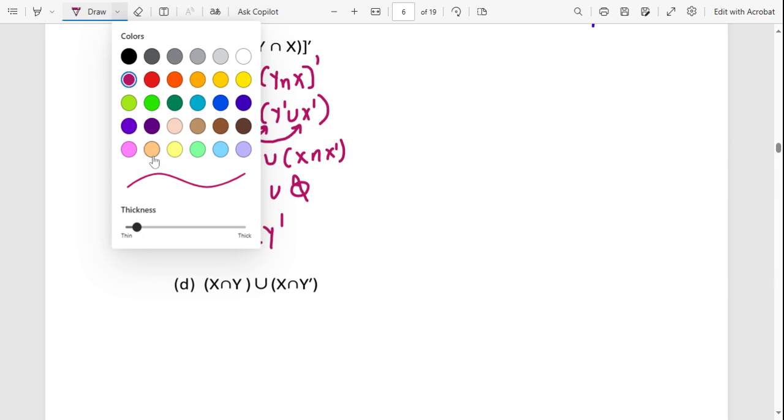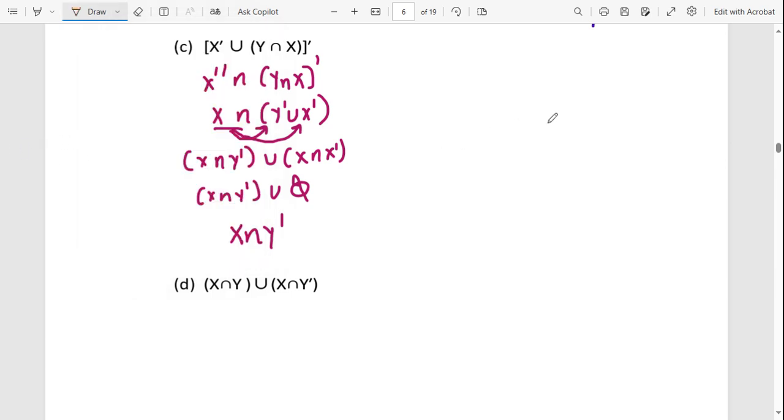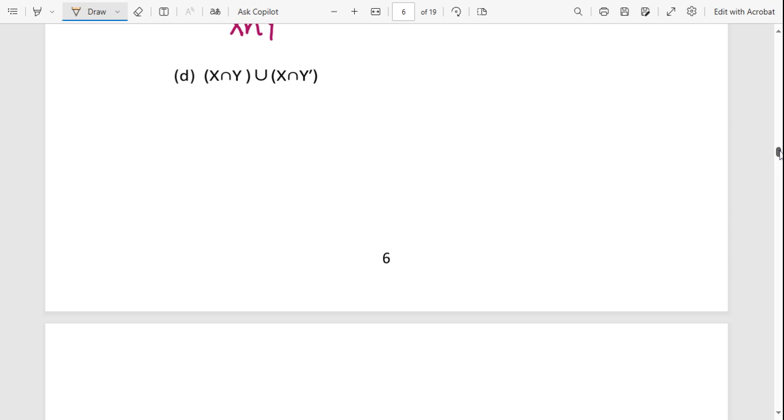I hope you've gotten it. The next question: x intersection y union x intersection y complement. So here we'll use a distributive law, but we are going backwards. It's like we are factorizing out x intersect and x intersect. So we are going to have x intersect. The first bracket will remain with a y, and then we'll get a union in the middle. The second bracket will remain with a y complement.